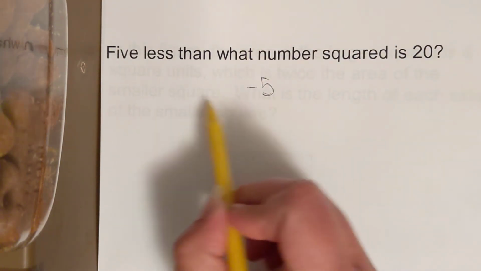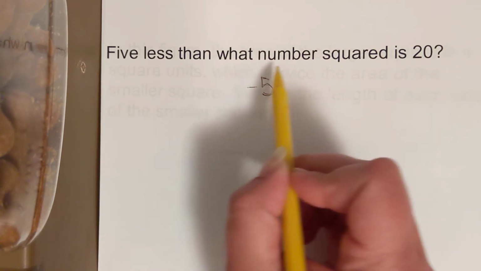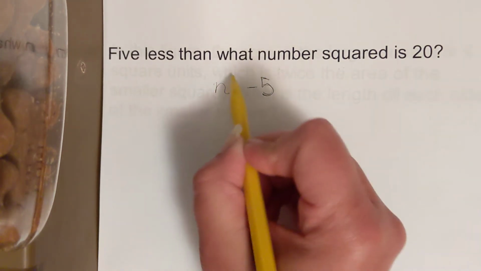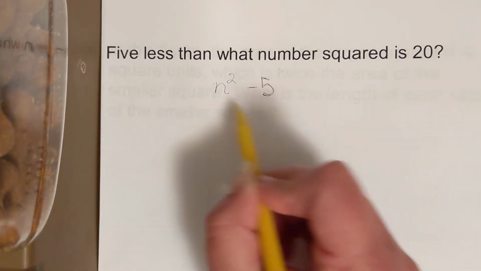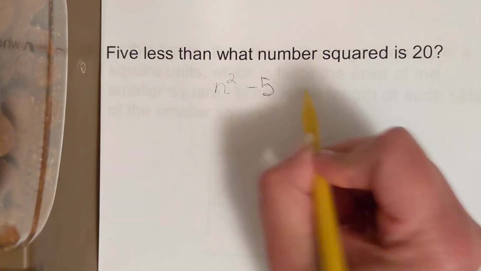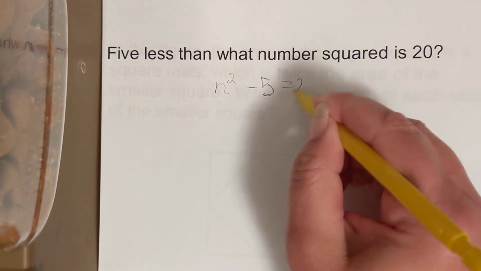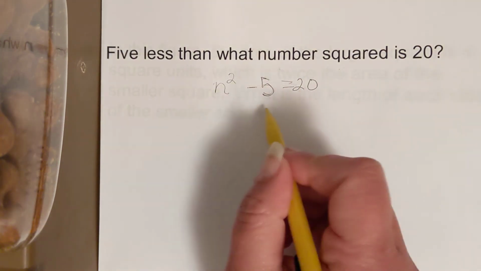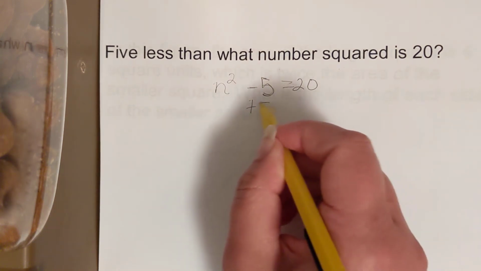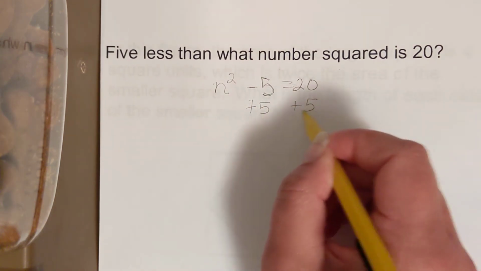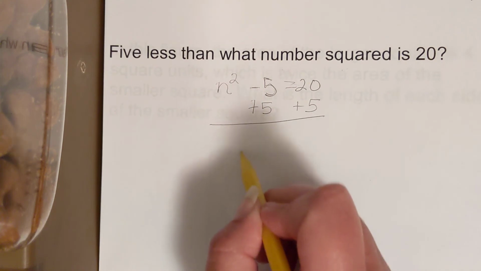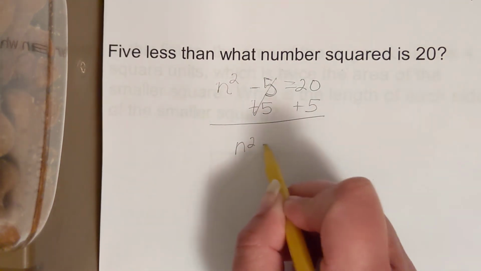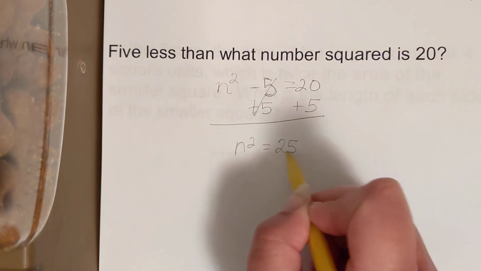Okay, so what am I starting out with though? What number squared? So I have a number squared, which is n squared. n squared minus 5 is 20. Okay, so to solve this, I need to get rid of this minus 5. So I add 5 and I add 5. So when I do that, I have n squared, those cancel out, equals 25.